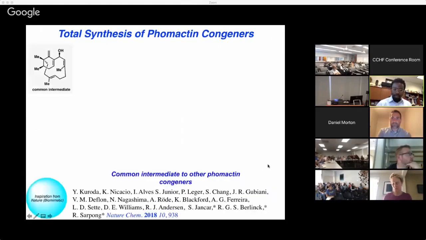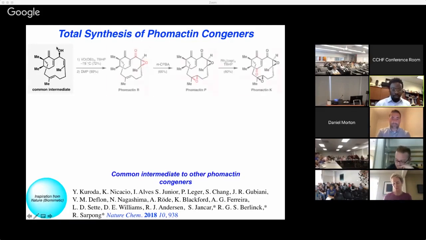16 steps. And with that common synthetic intermediate in hand, we could now drive a series of oxygenations using the secondary hydroxy group to direct those oxygenation events. For example, directed vanadium-mediated epoxidation at low temperature affords this particular epoxide, and then oxidation of the secondary hydroxy group affords Phomactin R.